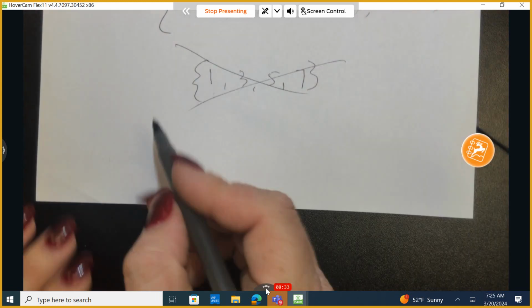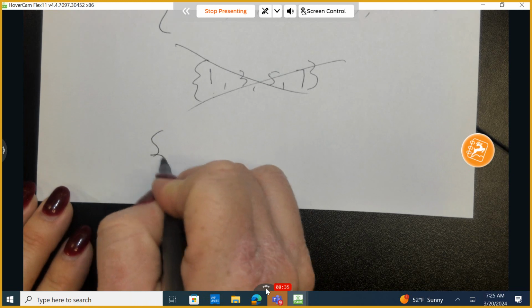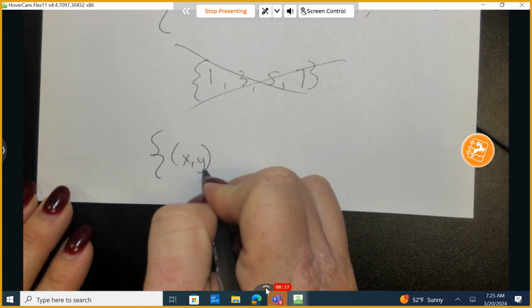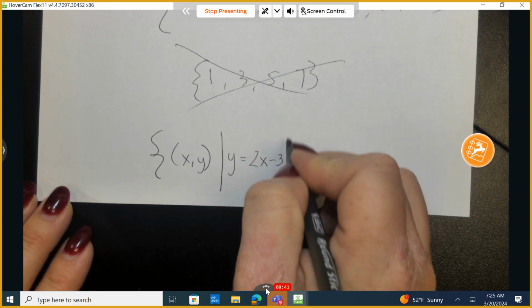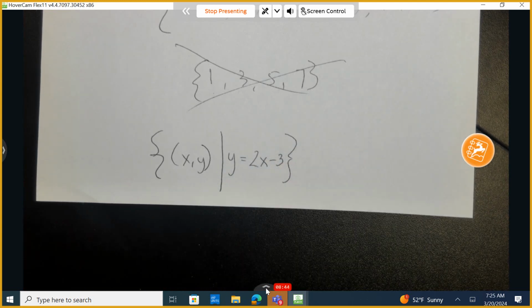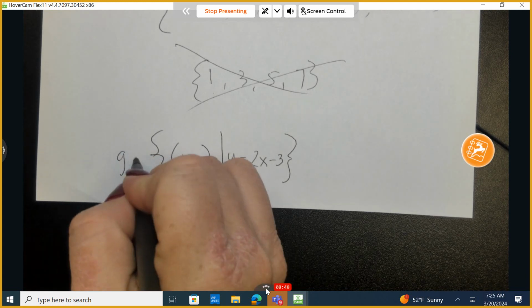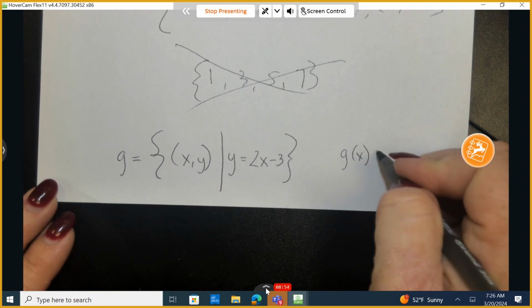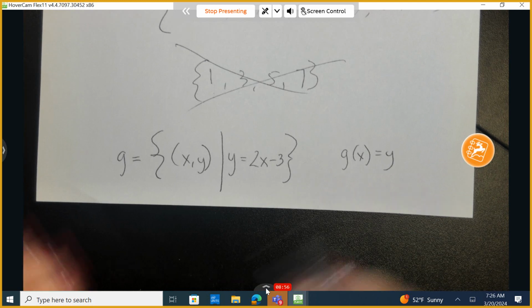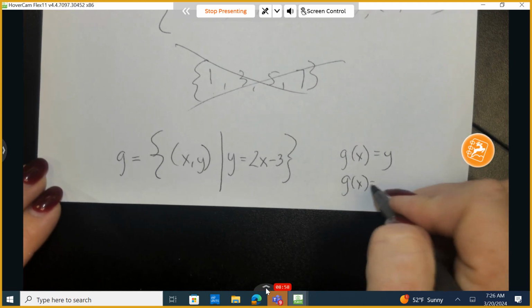With your partner, I want everybody to write this down, and this is going to be at 20 seconds. Don't get overwhelmed by what this looks like. Let's just come up with some random. Let's say this is g. So this is what g of x equals. Realistically, when I see this, all this means is that g of x is equal to y. That's all it means. So I could say g of x is equal to the function 2x minus 3.